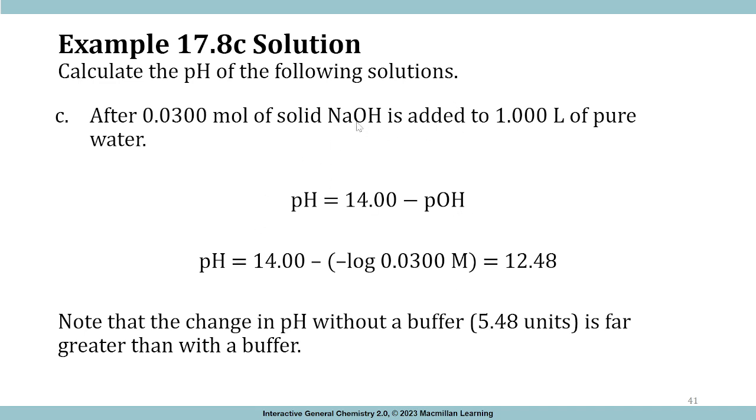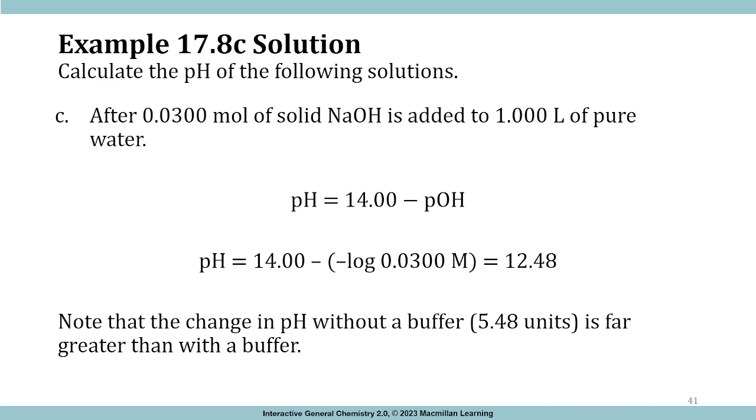So after the 0.03 moles of solid NaOH is added to 1 liter of pure water, so we're going to add that sodium hydroxide to pure water now. No buffer. And so what we have to do here is figure out the concentration of 0.03 moles of sodium hydroxide when we have a 1 liter solution. And so we need to get the pH here. To get the pH, we take pH equals 14 minus the negative log of this concentration, right? This concentration being 0.03 divided by 1. And that's going to give us a pH of 12.49 units.